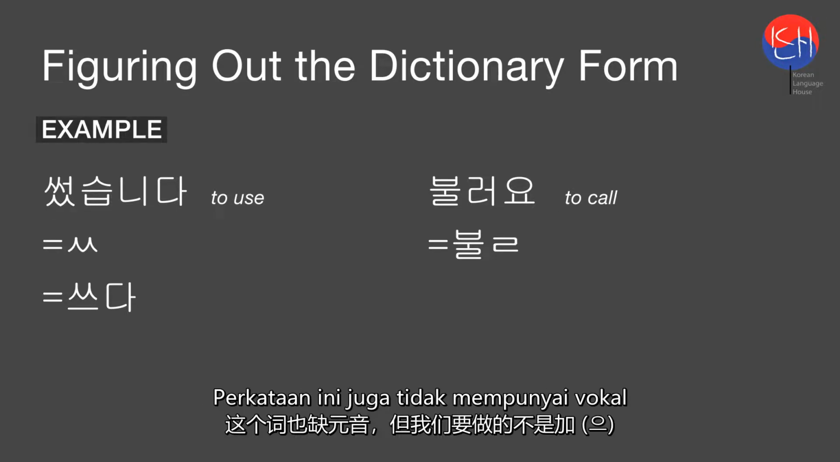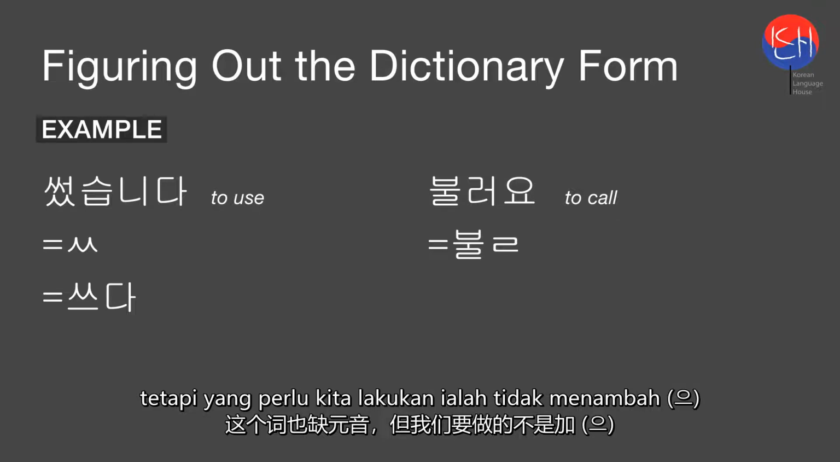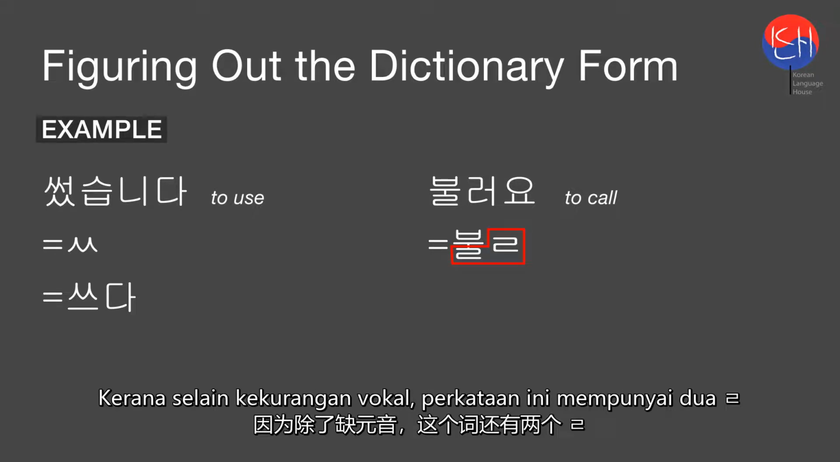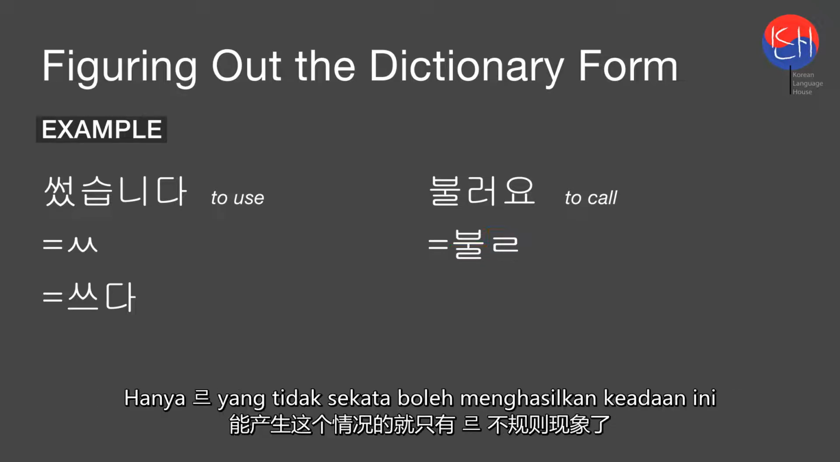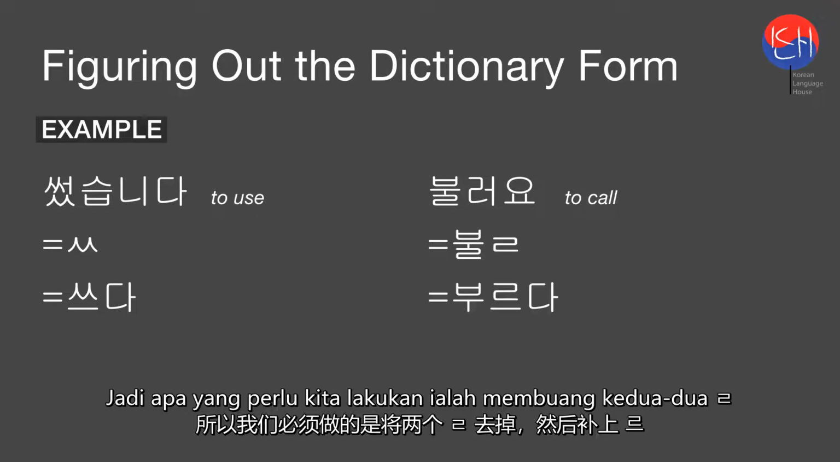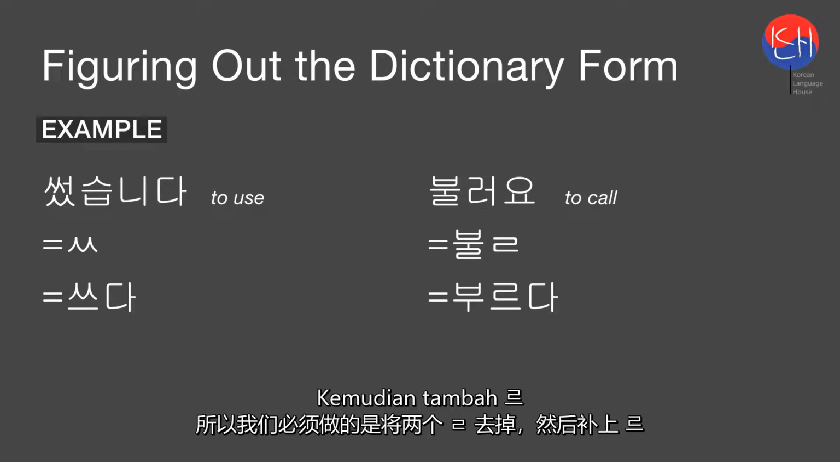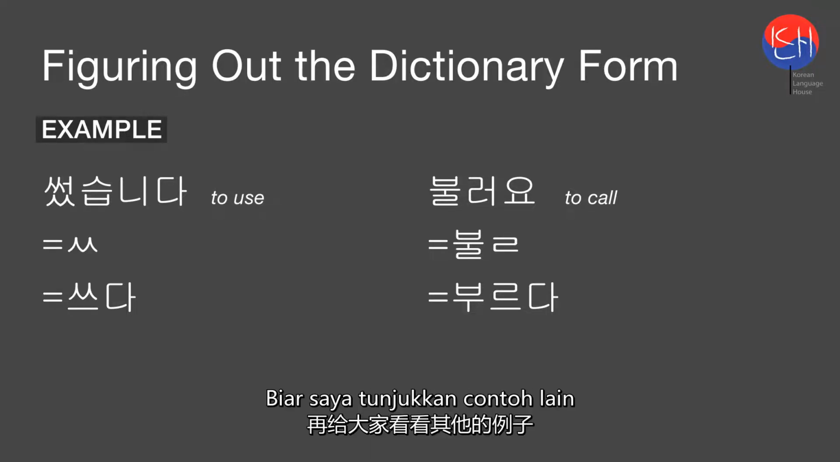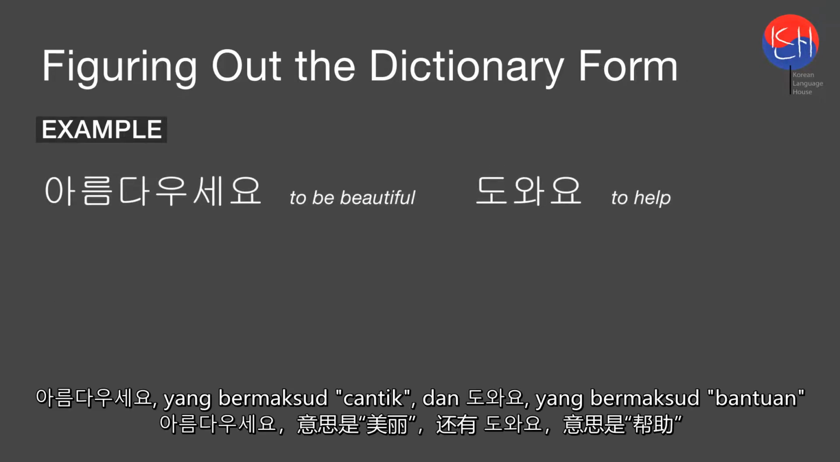Now let's look at the other one. It's also missing a vowel, but unlike the previous one, we're not going to add ㅡ. This is because it also has two ㄹ back to back. Only one irregular rule does this, the 르 irregular. So what we're going to do is remove the two ㄹ and add a 르. This gives us the dictionary form 부르다. Let's move on to the next examples.